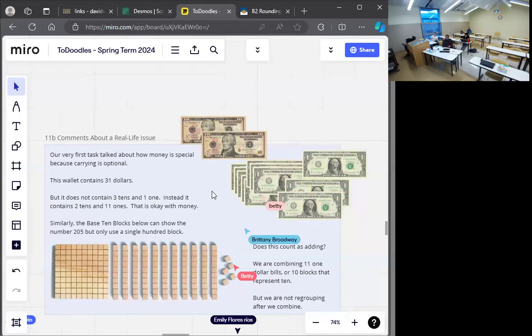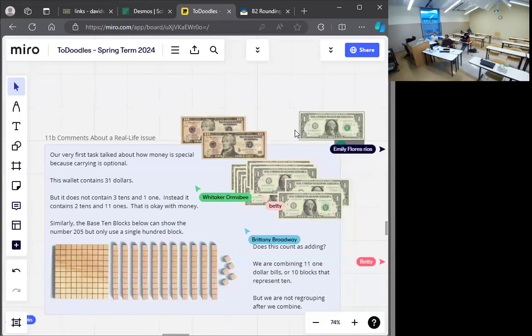We also played with the base 10 blocks. And in a similar way, 205 was something that you could do with only 100 block, or maybe even no 100 blocks. So my question for you is, does this count as adding? When I look at the money in my wallet, am I adding it, even if I haven't counted it, to know how much I have, just because it's next to each other? Or do I have to like count it and know how much there is before I say I add it?